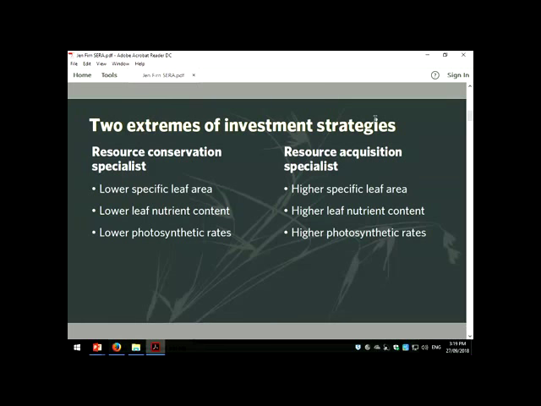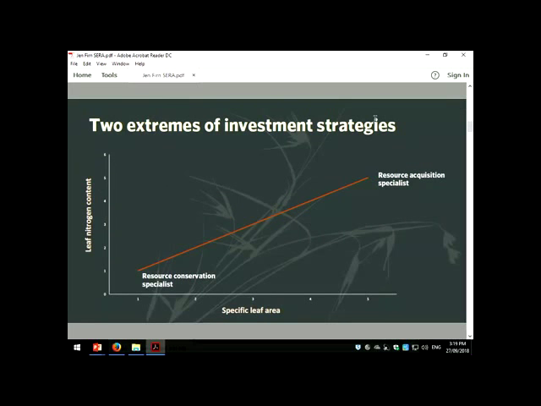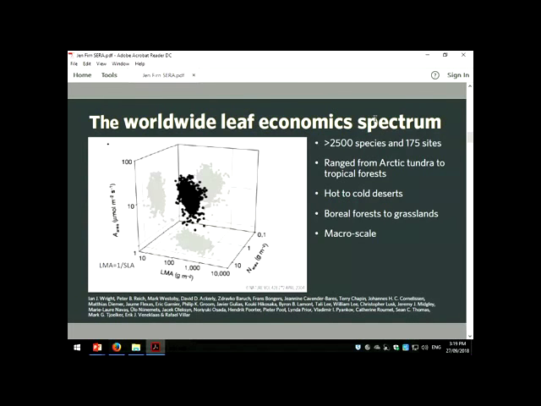If I can illustrate it in a quantitative way, if we had a figure with specific leaf area on the x-axis and leaf nitrogen content on the y-axis, leaf traits have been used as a comparative measure, so we'd have a resource acquisition specialist, a faster growing species, at the high end, and a resource conservation specialist at the lower end. Now these relationships have a long history, but they were kickstarted in 2004 with a paper in Nature which described the worldwide leaf economic spectrum.